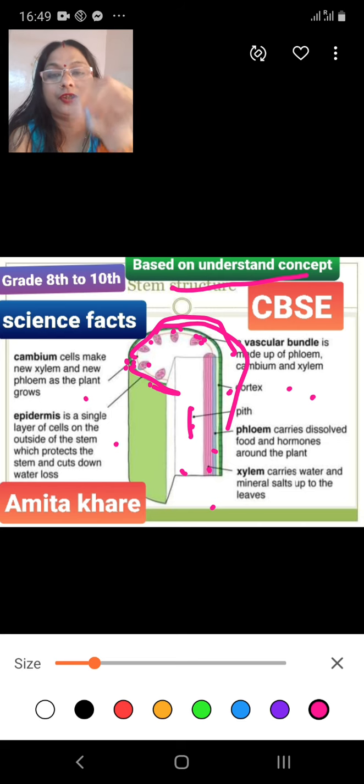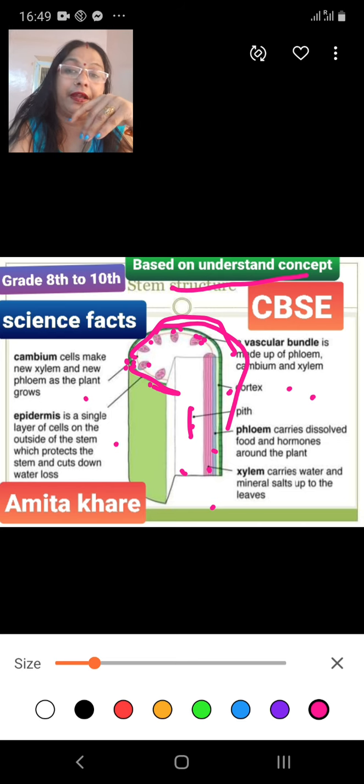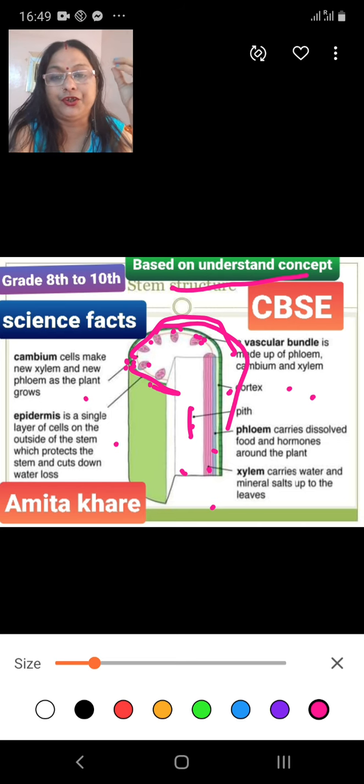This is the structure of the stem. This is a very important topic for all competitive exams and for grades 8 to 10. It is a very interesting topic and a very important question: the structure of the stem. So keep five things in mind about the structure of the stem.